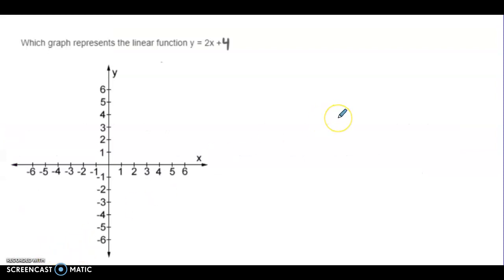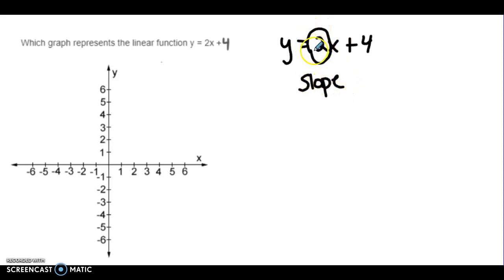Which graph represents the linear function? Okay, so this was a multiple choice question, and I'm just going to go ahead and graph it for you. So y equals 2x plus 4. This is in slope-intercept form. So remember, the one attached to the x is your slope. The coefficient with the x is the slope. And then the number at the end is going to be the y-intercept. So I always start graphing by the y-intercept. I find my y-axis, and I put a point on the y-intercept.